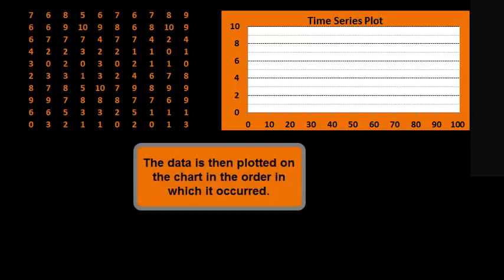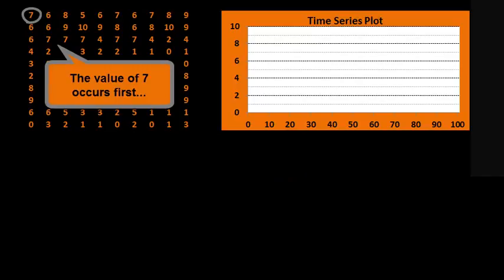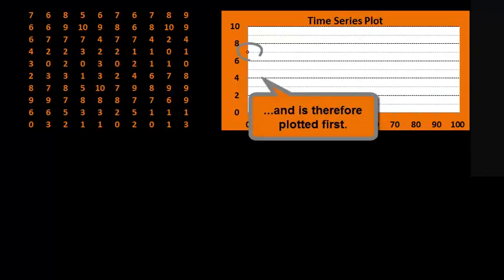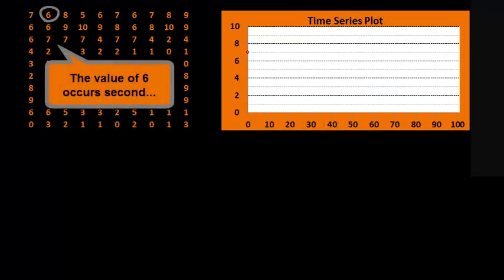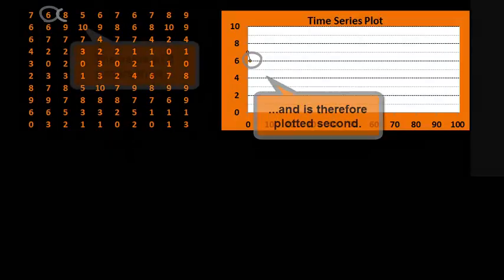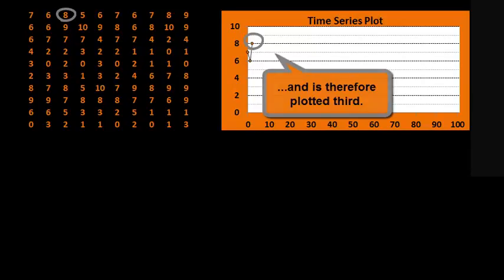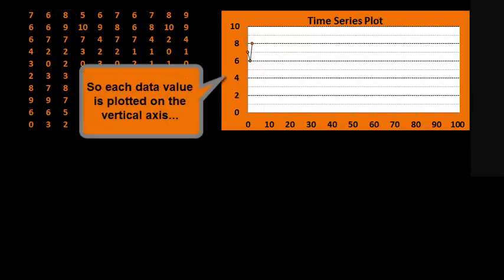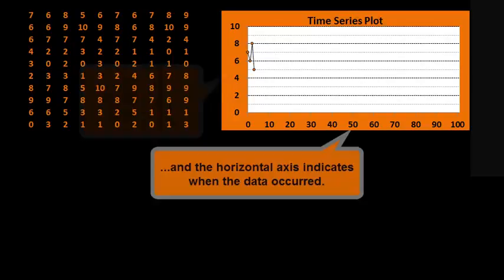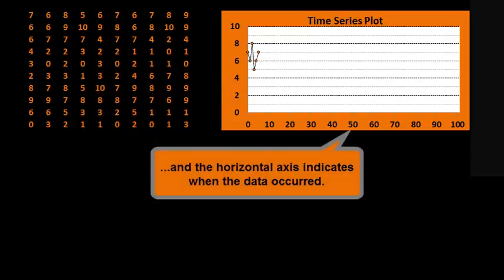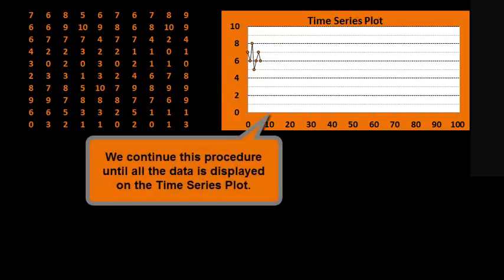The data is then plotted on the chart in the order in which it occurred. The value of 7 occurs first, and is therefore plotted first. The value of 6 occurs second, and is therefore plotted second. The value of 8 occurs third, and is therefore plotted third. So each data value is plotted on the vertical axis, and the horizontal axis indicates when the data occurred. We continue this procedure until all the data is displayed on the time series plot.